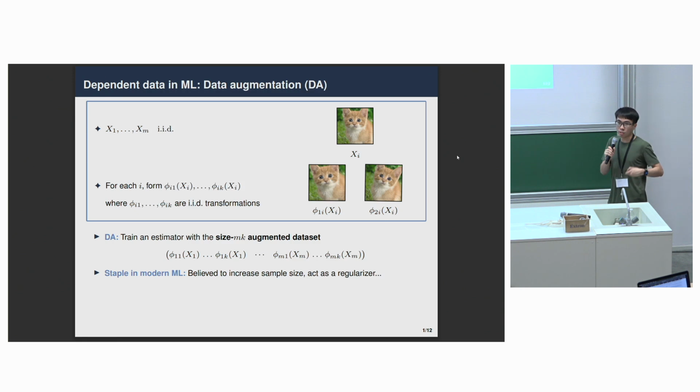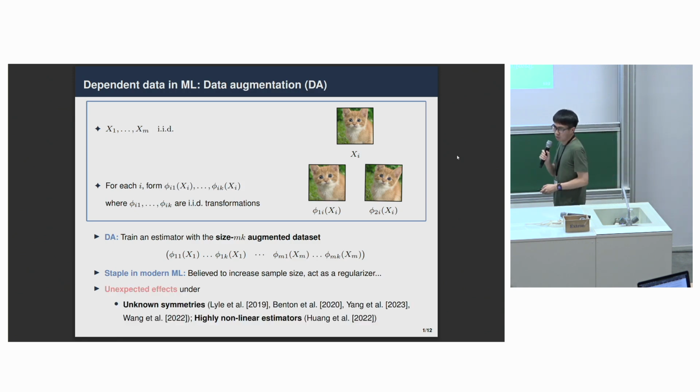And people have various heuristic understanding of how it helps. Increasingly, people are also starting to understand why you may have unexpected or even negative effects of these augmentations in cases where you don't know symmetries. Or in one of my earlier PhD works with Morgan and my other advisor, Peter, we tried to understand, the minute you go beyond low-dimensional linear estimators, how some of the negative effects will start to show.